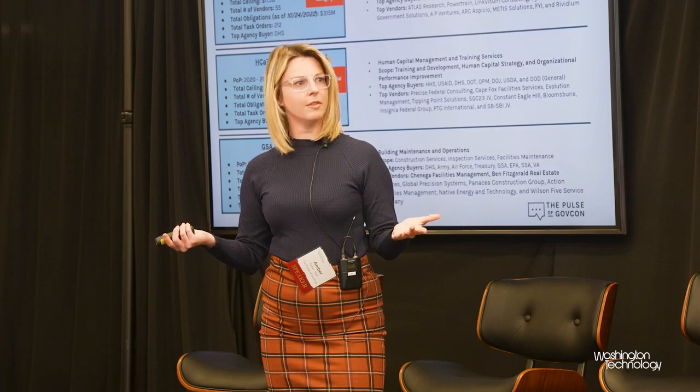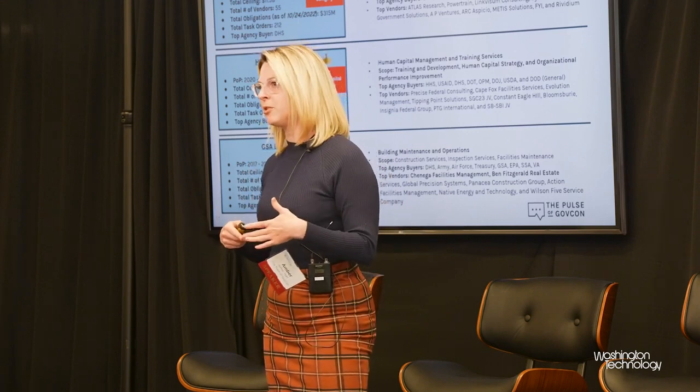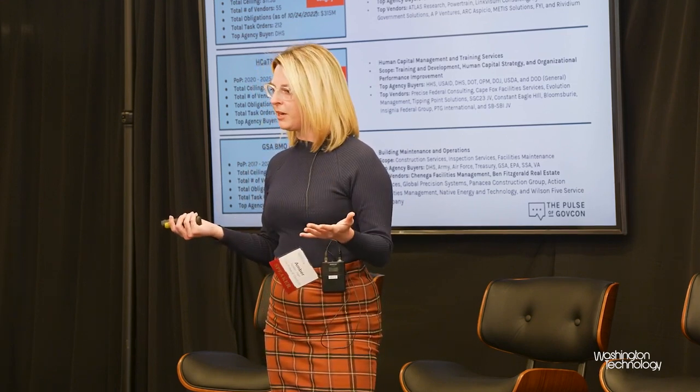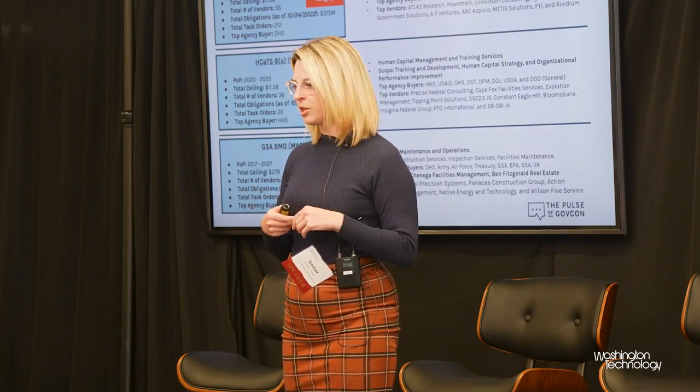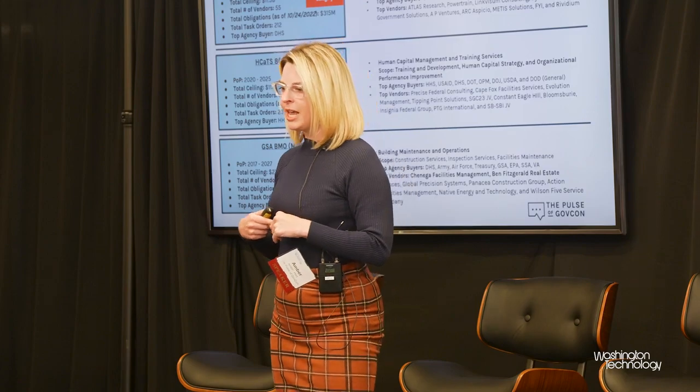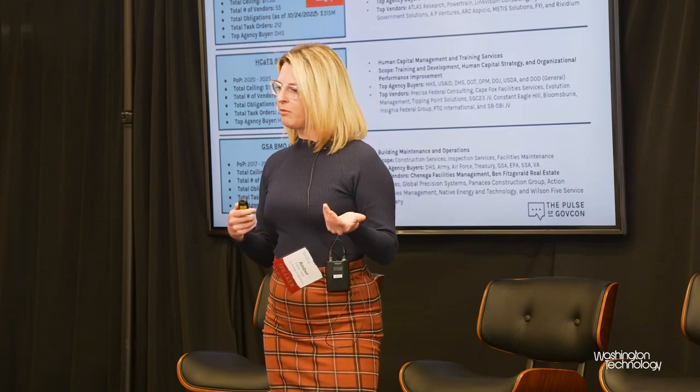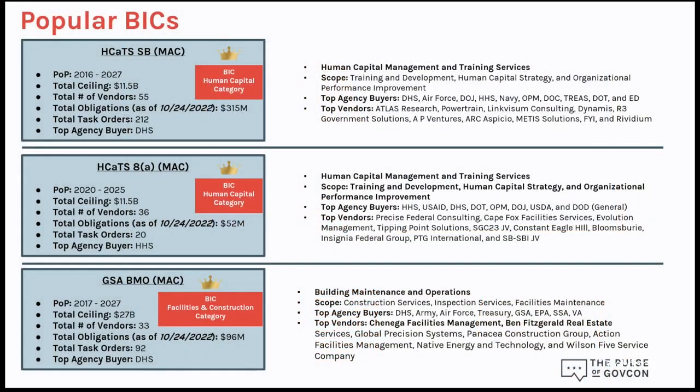And then last but certainly not least is the GSA BMO. Because we've been talking about IT services and complex professional services, BMO is a little bit different. It's building, maintenance, and operations. So if you're on that side of the realm, that's construction services, inspection, and facilities maintenance. DHS is one of the largest buyers, same with Air Force, Treasury, and EPA. It has a $27 billion ceiling, 33 vendors, and only $96 million spent across 92 task orders.